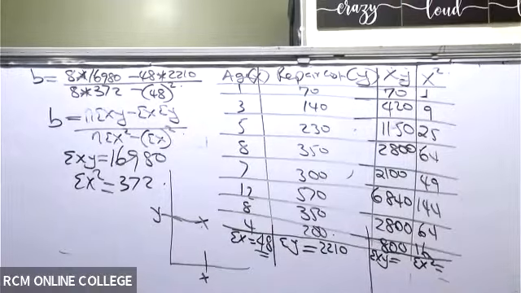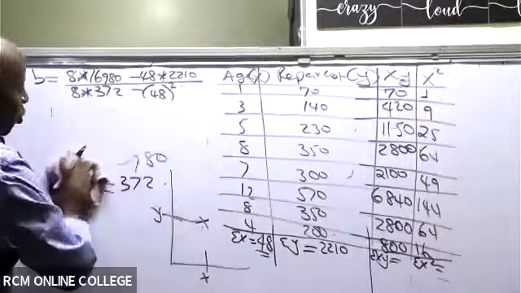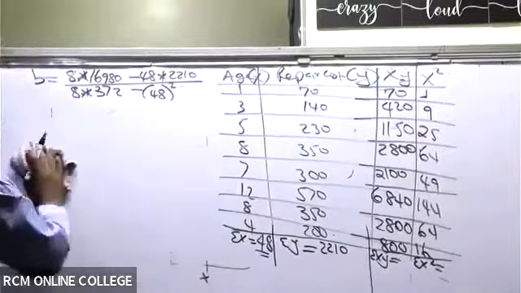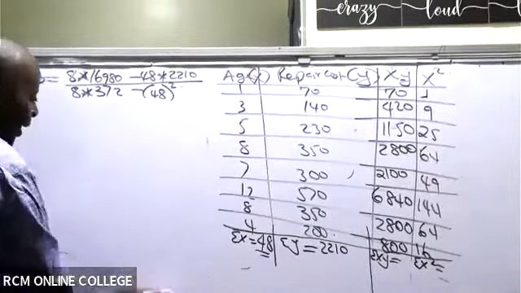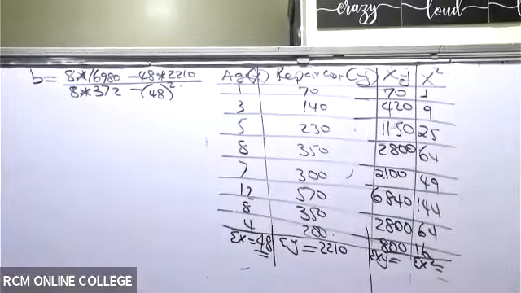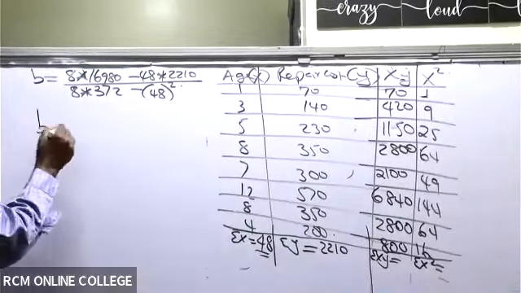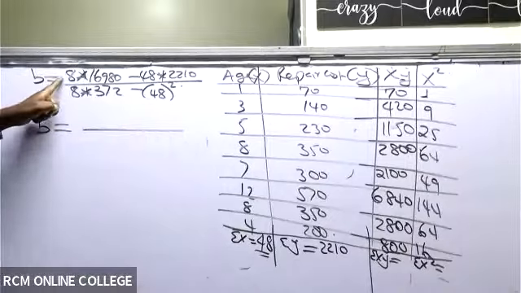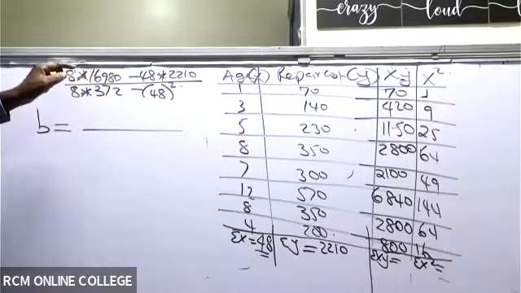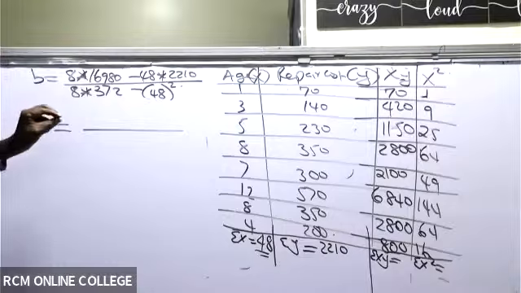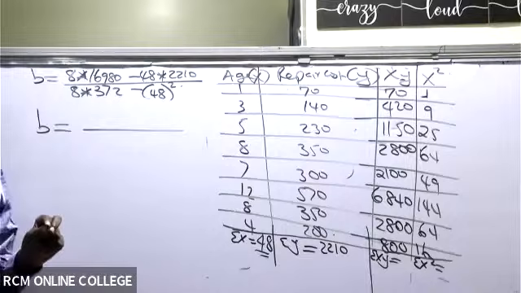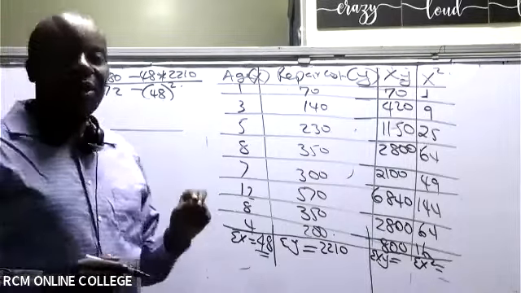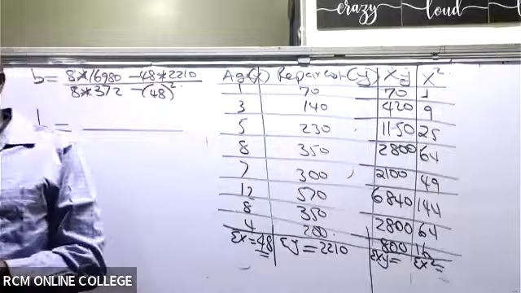Now from there, ladies and gentlemen, please move slowly, like a tortoise. Get the value of the numerator for me. Is there somebody who is able to give me the numerator value? Take 8 times 16,980 minus 48 times 2210. You give me the numerator, I write it down. So what is the value of our numerator?